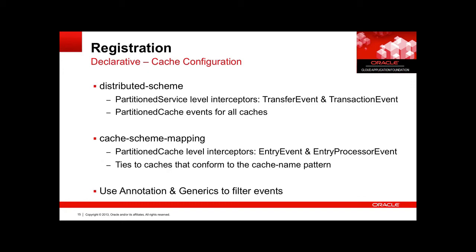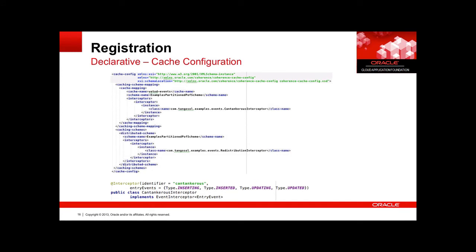In addition, interceptors can be defined in the cache scheme mapping section. The cache scheme mapping allows for the cache name filtering to be performed for the interceptor, and we'll take a look at an example of that shortly. In addition, we also use annotations and generics to filter the events of interest. So let's have a look at an example of both the annotations and the configuration.